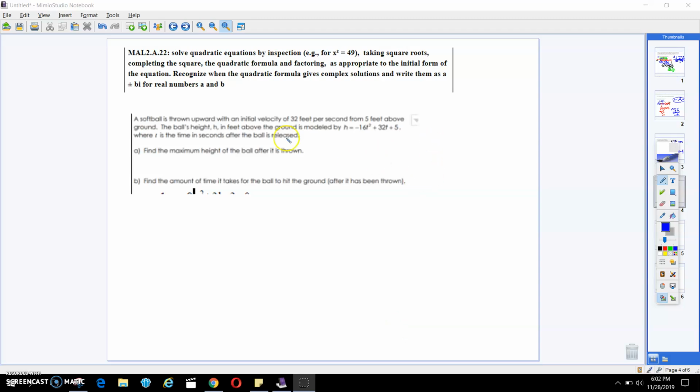Alright guys, so this is AKS 22. It says a softball is thrown upward at an initial velocity of 32 feet per second from 5 feet above the ground. The ball's height in feet above the ground is modeled by this function, where t is the time in seconds after the ball is released.